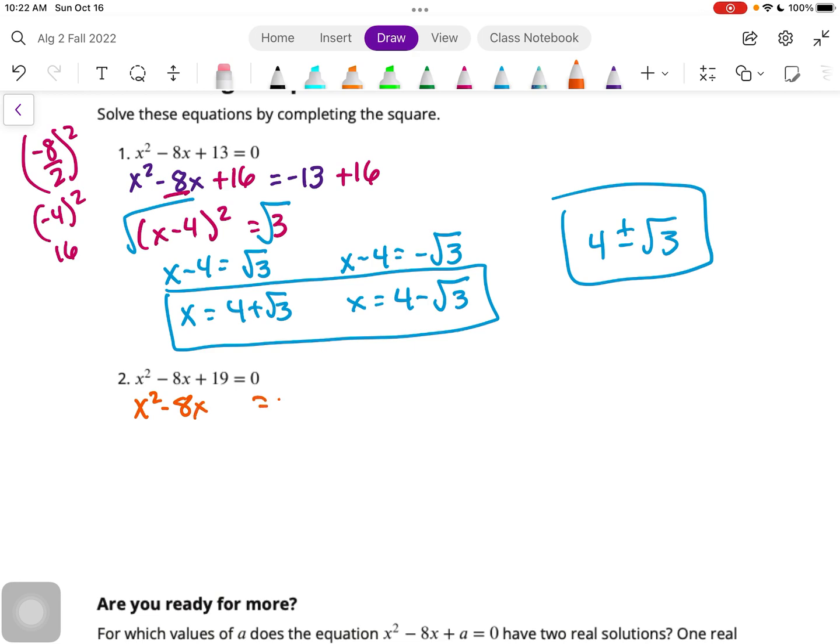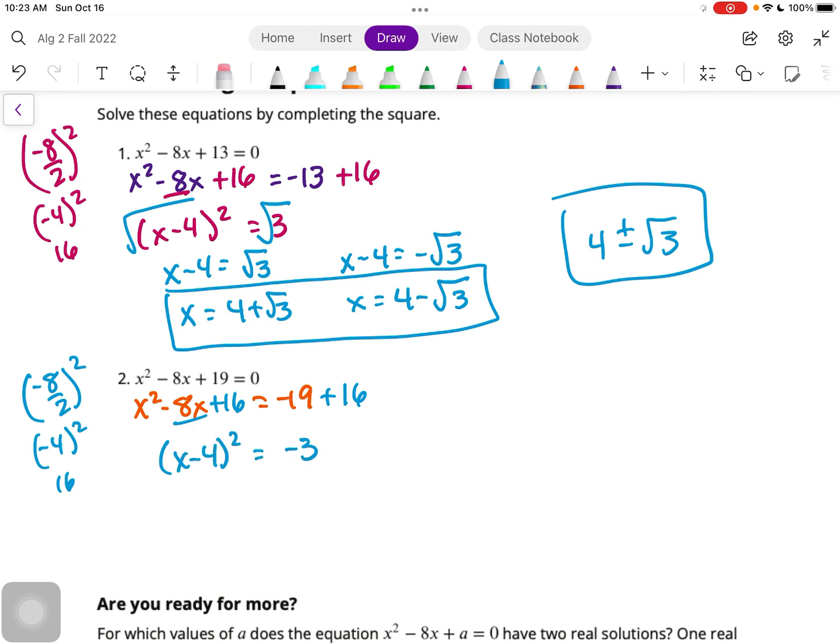So we have negative 19. And then again, we're taking that middle term, so half that middle term, and then we're going to square that. So that's negative 4 squared, which gives us 16. So I'm going to add that 16 to both sides. Oops, that's supposed to be a 16. And then when we factor the left-hand side, we get x minus 4 quantity squared, and then that equals negative 3.